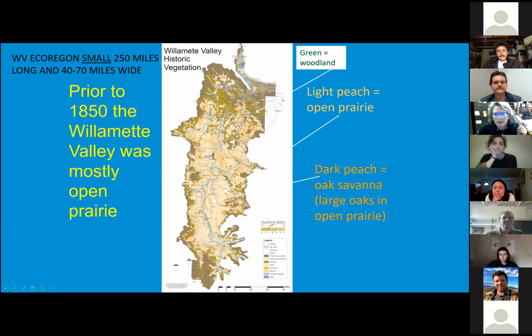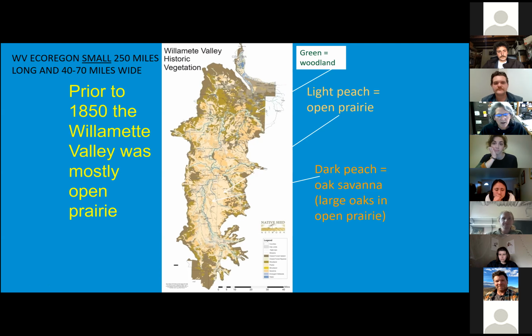So open prairie is all the lighter peach areas here. The darker peach is savanna. So that had oaks and ponderosa pine, valley pine. And it's really a small ecoregion, really small. It's 250 miles long and 40 to 70 miles wide. You know, we're not talking about the Great Basin. We're not talking about the Midwestern ecoregions. The Willamette Valley is really teeny tiny.